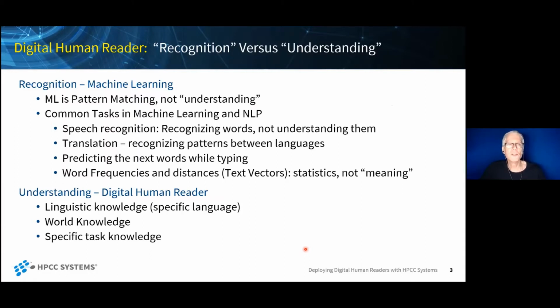Common tasks in machine learning and NLP, for example, are speech recognition, which recognizes words but does not really understand them. Translation, which recognizes patterns between languages, but again, does not understand them. Predicting the next words while typing. We're all very familiar with that on our phones. Again, we also know it's not the greatest. And again, that's because it's not understanding what you're typing. And also there are word frequencies and distances that machine learning can get with text vectors, which is a package we have with the HPCC Systems machine learning bundle. But again, it's statistics and it's not meaning.